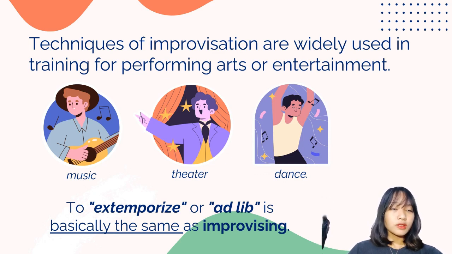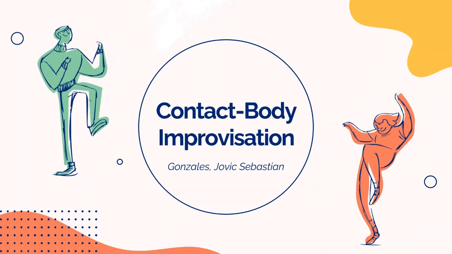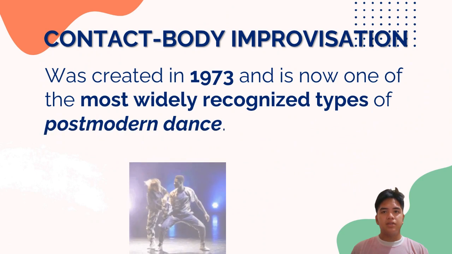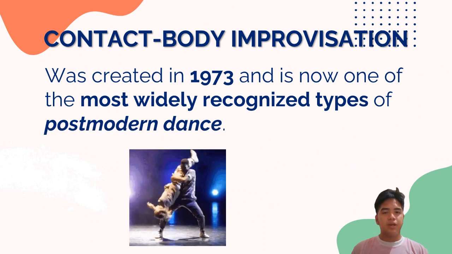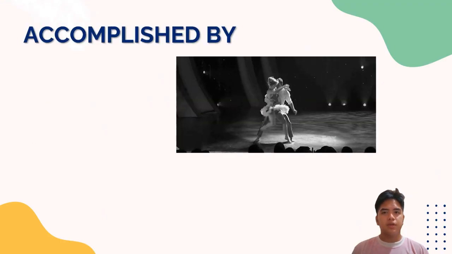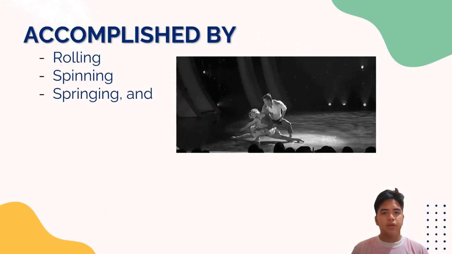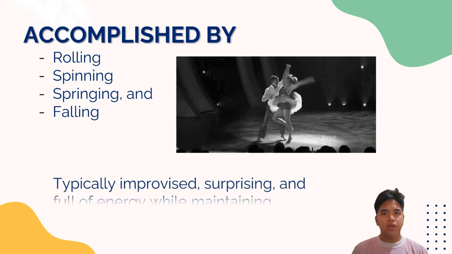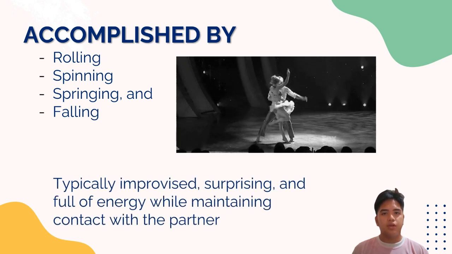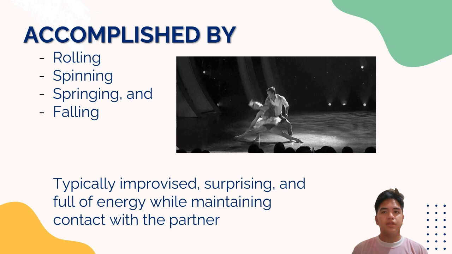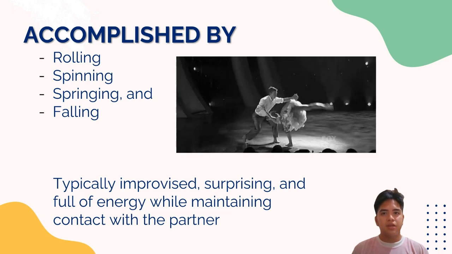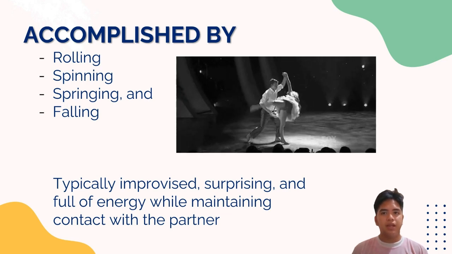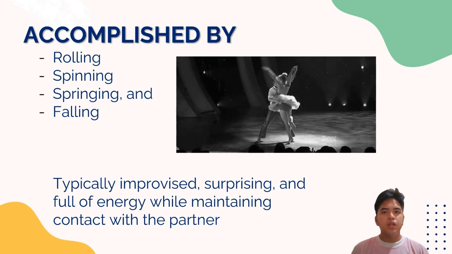Let's proceed to the three techniques used in improvisation. Contact body improvisation. It was created in 1973 and is now one of the most widely recognized types of postmodern dance. This is accomplished by rolling, spinning, springing, and falling while coming into and going out of contact with one another. The movements involved in the dancing are typically improvised, surprising, and full of energy while maintaining contact with the partner. The world has continued to practice it up until this point.